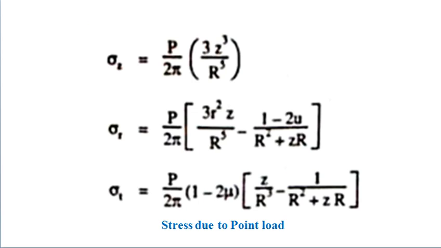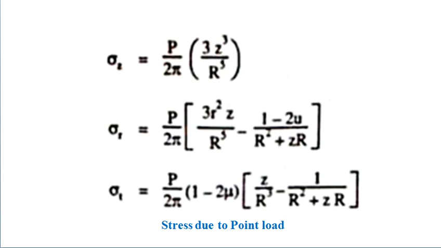And sigma t equals p upon 2 pi multiplied by in the bracket (1 minus 2 mu) bracket complete multiplied by z upon r cube minus 1 upon r square plus z into r. So this is sigma z, sigma r and sigma t, the stresses due to a point load in all the three axes. That means the x-axis, the y-axis and the z-axis.